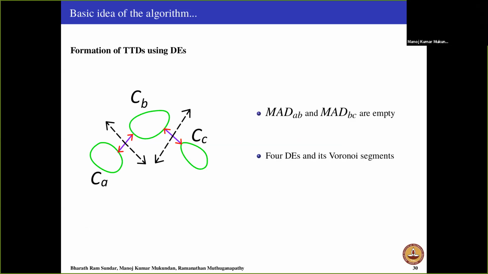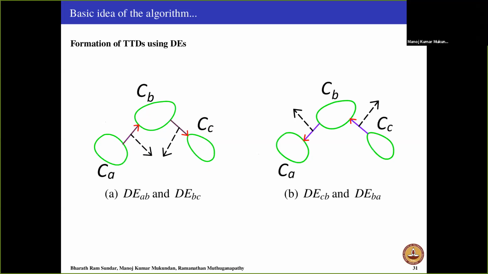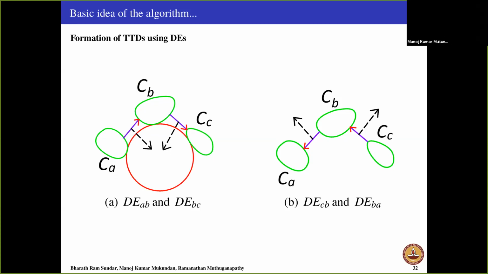For the set of three curves shown here, only MAD AB and MAD BC are empty, and DEs and corresponding Bernoulli segments are shown here. Here, the figure in the previous slide has been split into two, showing consecutive DEs. In the first figure, there exists a TTD such that its center is towards the right side of both DEs. Bernoulli segments of these DEs intersect at the center of this TTD. But in the second figure, there is no such TTD towards the right side of consecutive DEs. This way, TTDs towards the right side of consecutive DEs can be used to identify branch disks or BDs.